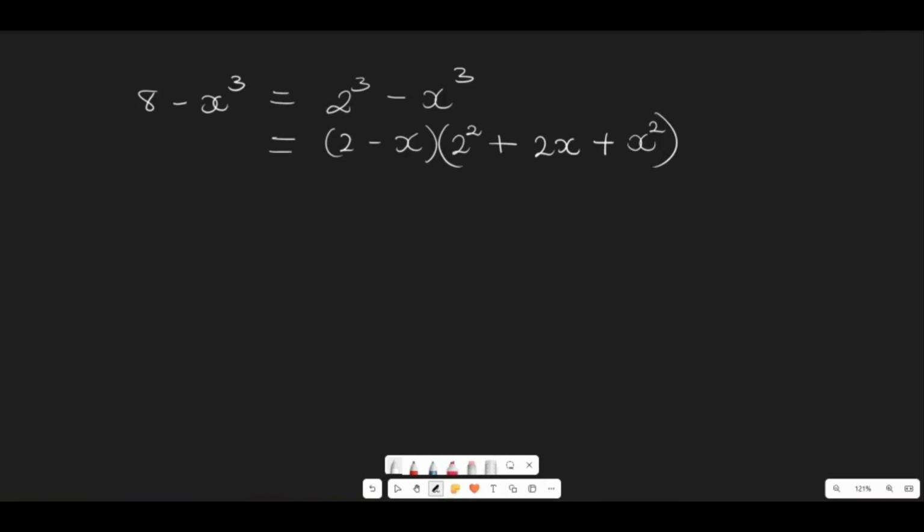So basically all you have to do over here is identify that this is a difference of 2 cubes, right? Even though the order is a bit different to what we're used to, it's the exact same thing. Let's do one more example as well, or 2 more actually.